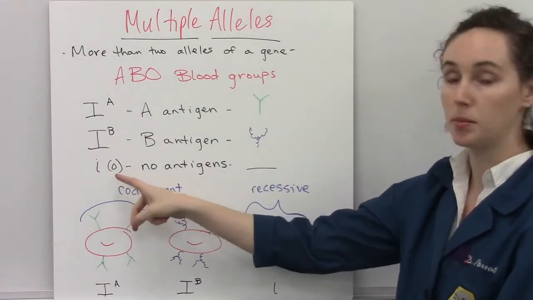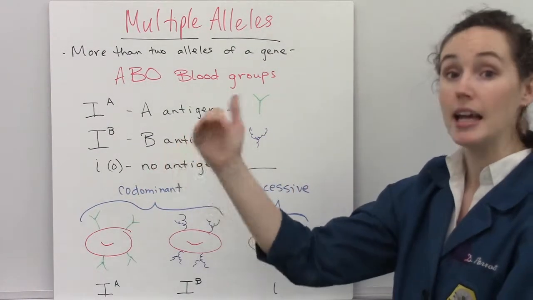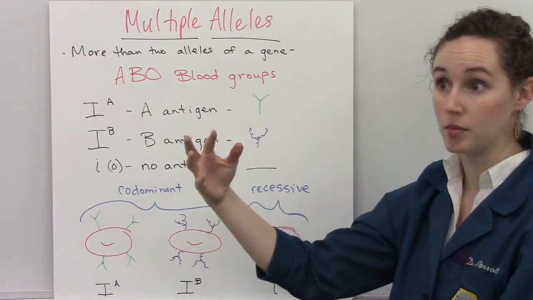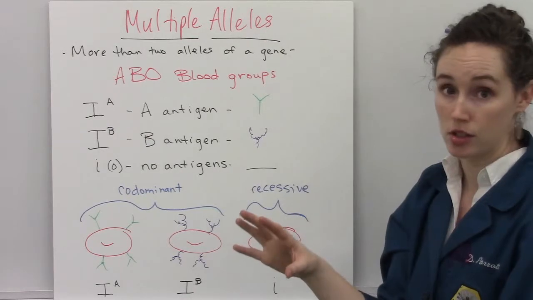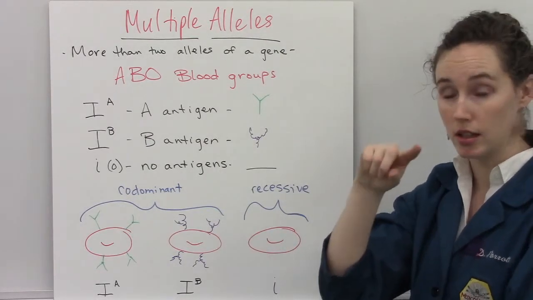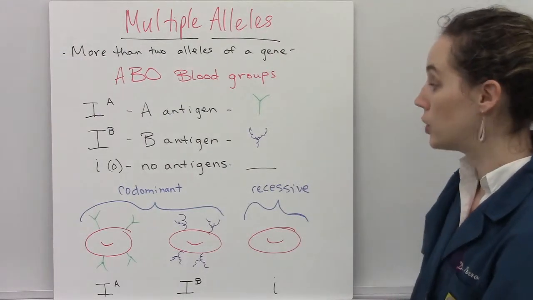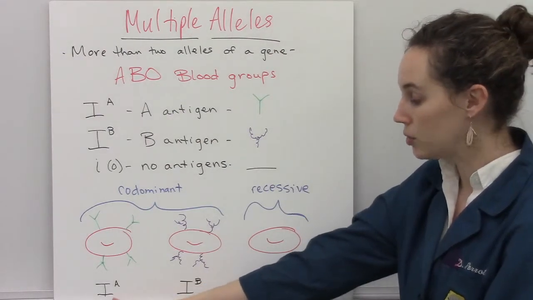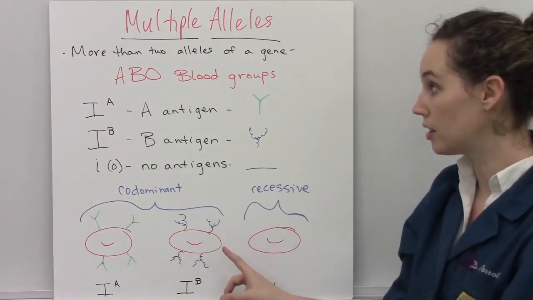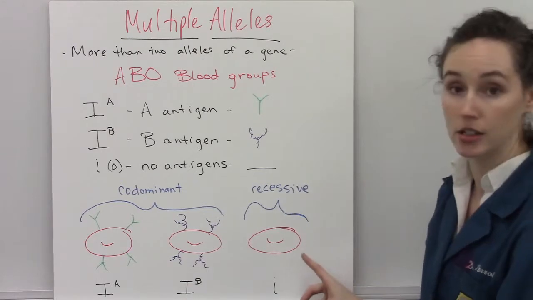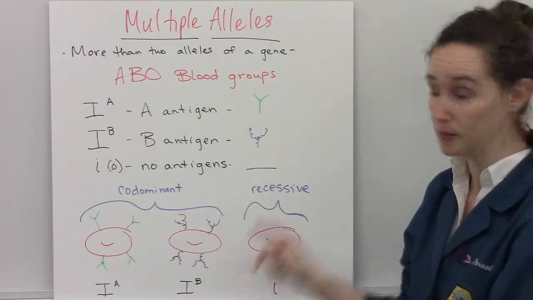O doesn't actually mean it's a type of antigen. It expresses the fact that if you have type O blood, no A or B antigens can be found on your red blood cells. So the alleles for A and B are codominant with each other, and O is actually the recessive allele. So O is recessive to both A and B.